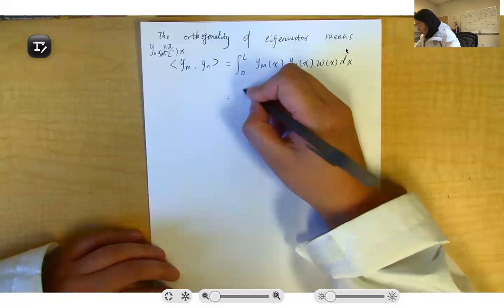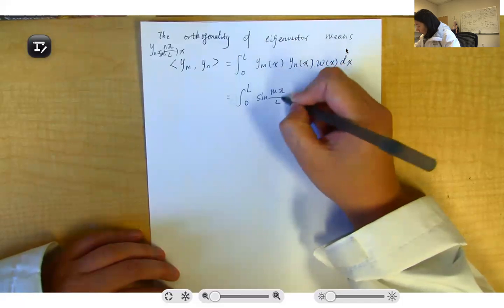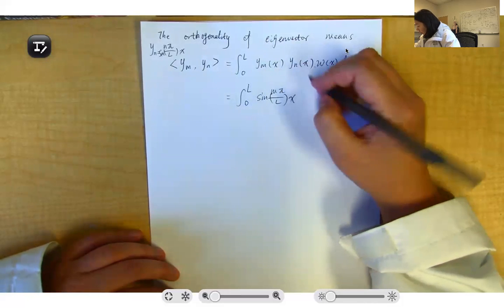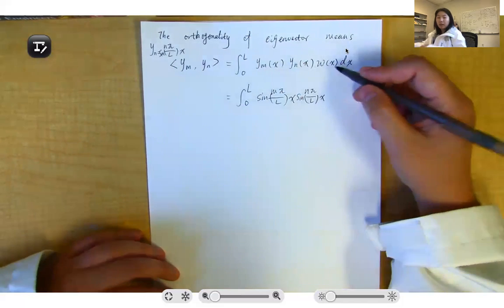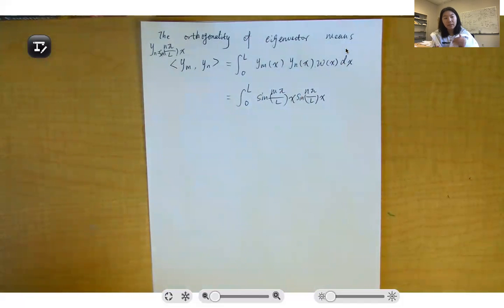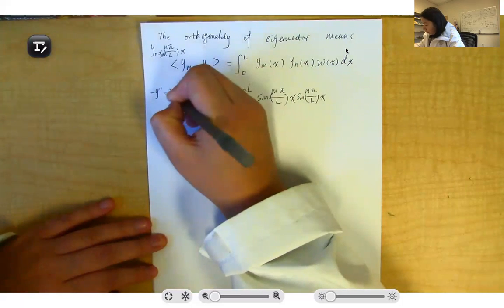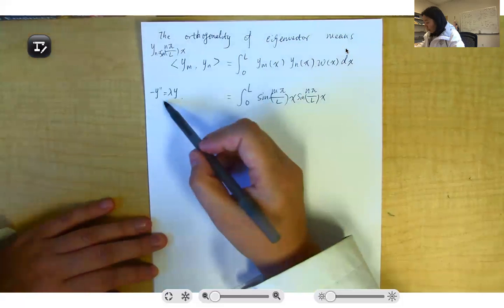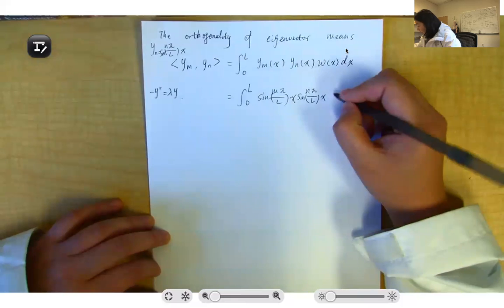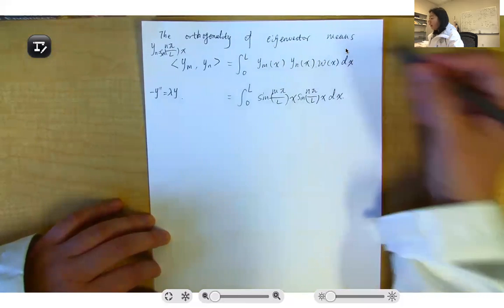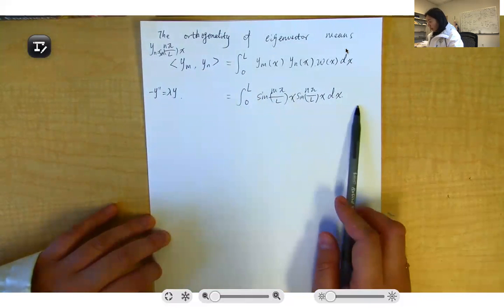That will be equal to the integral from 0 to L. ym will be sine m pi over L x. yn x will be sine n pi over L x. The weight omega x in our problem set, which is minus y double prime equals lambda y, so that was our problem, is 1 for this case. So it will be 1 dx. So we have the inner product of ym, yn equal to this integral.